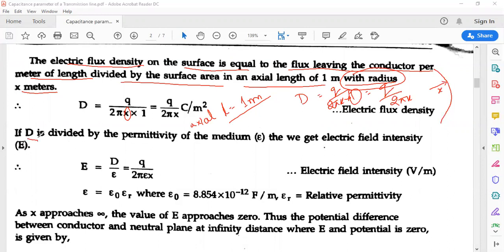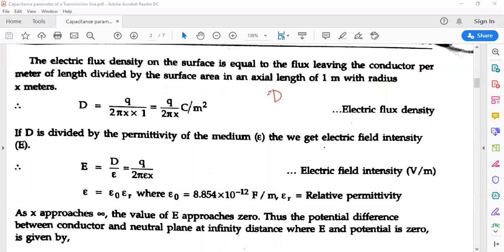So we know electric flux density is given by D. Electric flux density is given by D, and electric field intensity is given by E. Electric field intensity is expressed in volt per meter. So that is the applied voltage per meter length of the line or per meter length of the surface area which is to be considered, right?